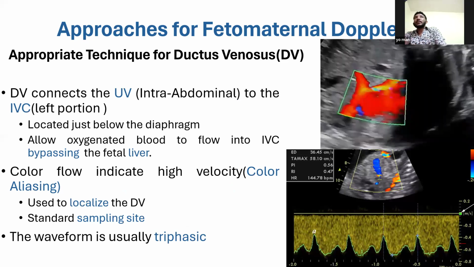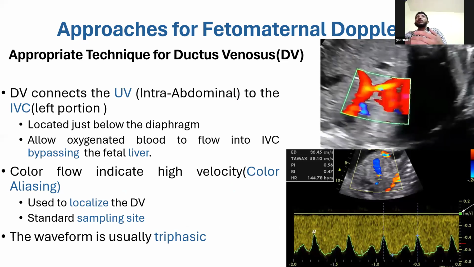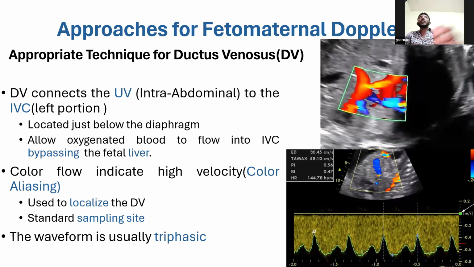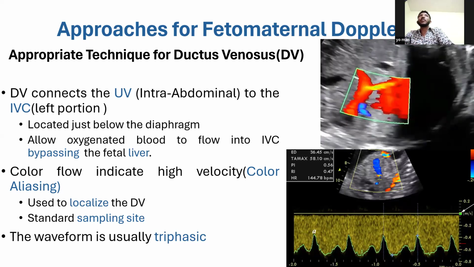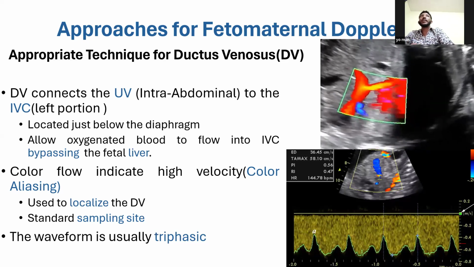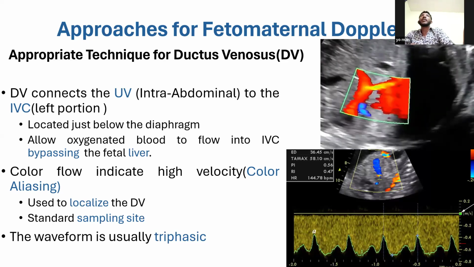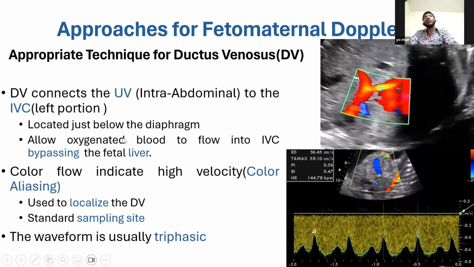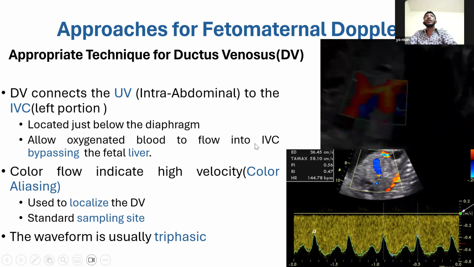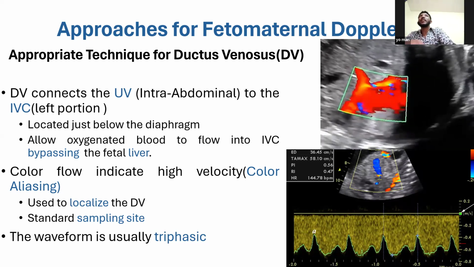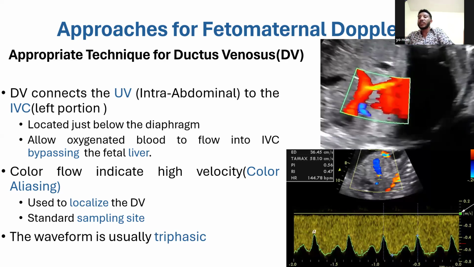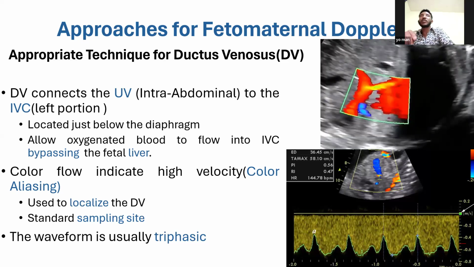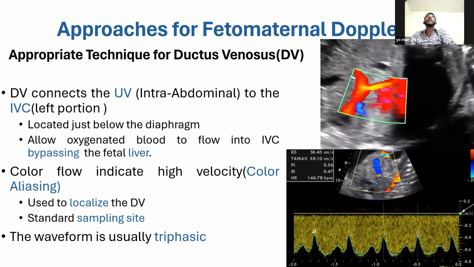The last vessel that we see in dealing with the technique is the ductus venosus. Basically, the ductus venosus connects the intra-abdominal aspect of the umbilical vein to the left portion of the inferior vena cava. It's just located below the diaphragm. It allows the oxygenated blood to flow into the inferior vena cava, bypassing the fetal liver. It helps the fetus to get adequate amounts of oxygen by bypassing other routes like the liver. Okay.